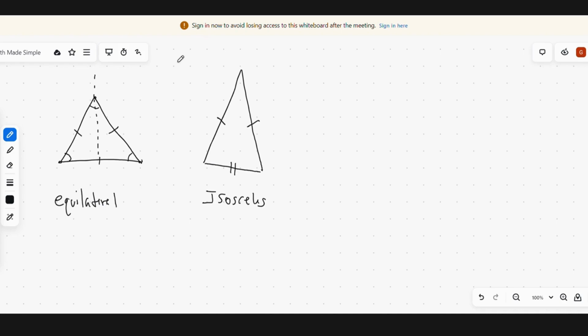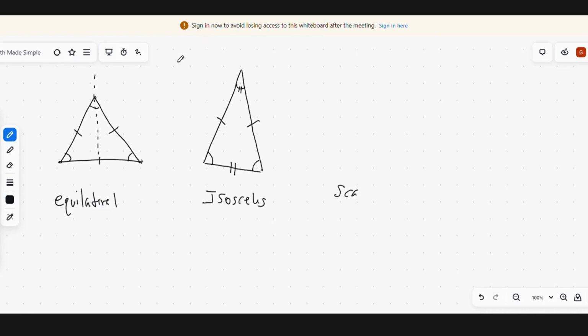Consequently, it also has two angle measures that are the same. The angle measures opposite of each of those congruent sides, and congruent basically just means the same, are congruent. And then the third side and the third angle have different measures.